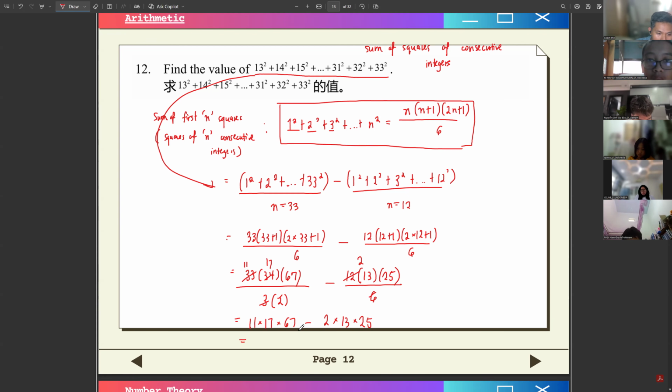The value of this, you can just calculate on your own. 12,529 minus, this one is 650. So your final result will be 11,879. So you can just check your manual calculation. Okay? So take a screenshot if you need to.